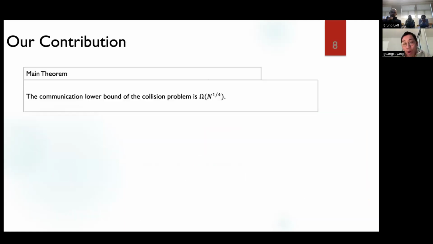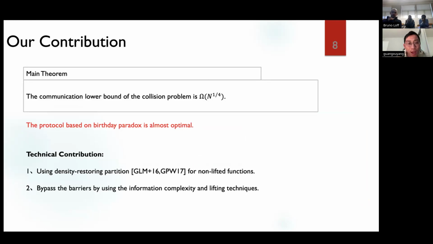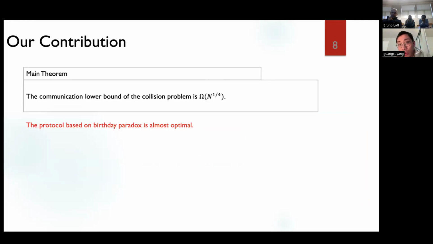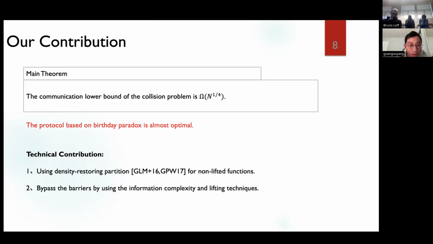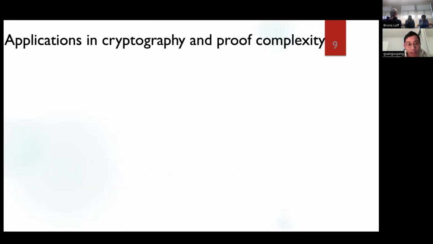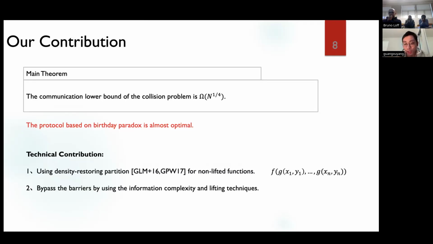So let's turn to our contribution. We prove the lower bound is almost tight. That means the protocol based on the Boolean paradox is almost optimal. We choose the input distribution as the uniform distribution. For technical contribution, we use density and density restoring partition, but not for lifting functions. This is a kind of lifting function, F composed with G. We also bypass some barriers in information complexity and lifting techniques.